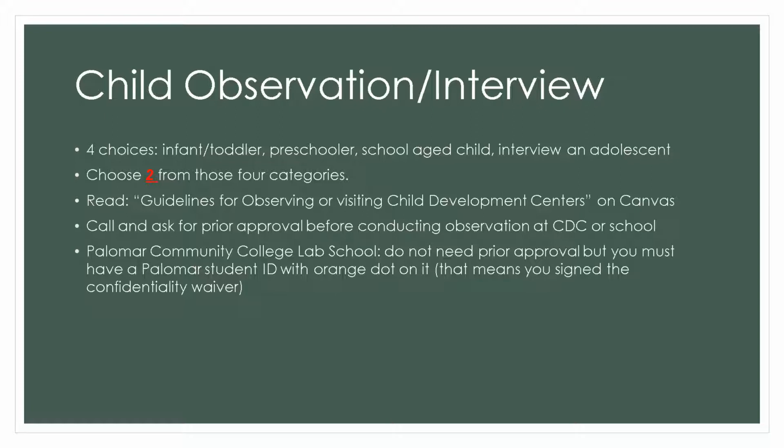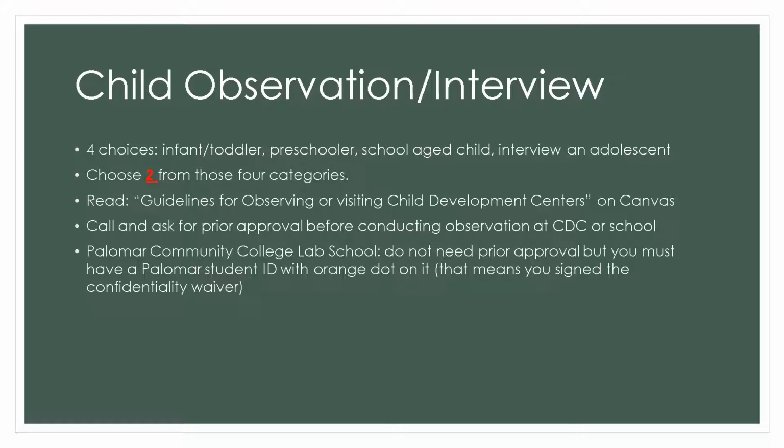There are 4 choices. In the course requirements module on Canvas, there are written instructions for a child observation interview, so downloading that and looking at it while I'm talking about it will be helpful for you. I've given you 4 choices: you can observe an infant or toddler aged child, a preschool aged child, a school aged child, or you can interview an adolescent teen. You're choosing 2 from the 4. You don't have to do all 4, just choose 2.